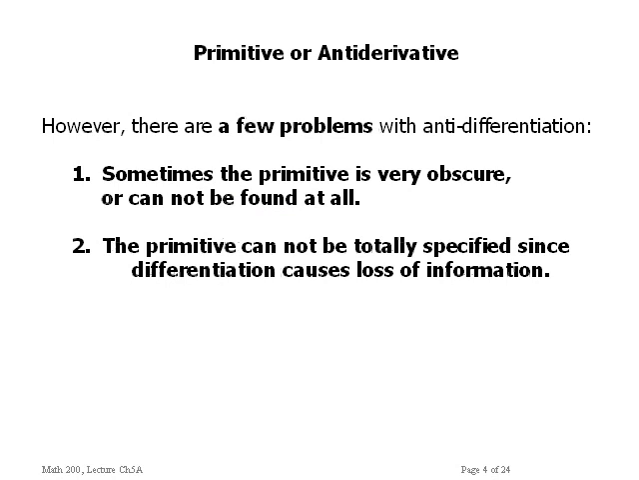Taking the derivative you pretty much understand already. It's fairly straightforward. But there are two big problems with antidifferentiation, with looking for this primitive. First, sometimes the primitive is very obscure, very hard to find, and sometimes it cannot even be found at all. The second is that the primitive can never really be totally specified, since differentiation caused loss of information. So here are these two problems with taking the antiderivative or with finding the primitive. Those are equivalent statements. First, the primitive can be very hard to find if it can be found at all. Second, even when you do find it, you can't totally specify it because differentiation caused loss of some information.